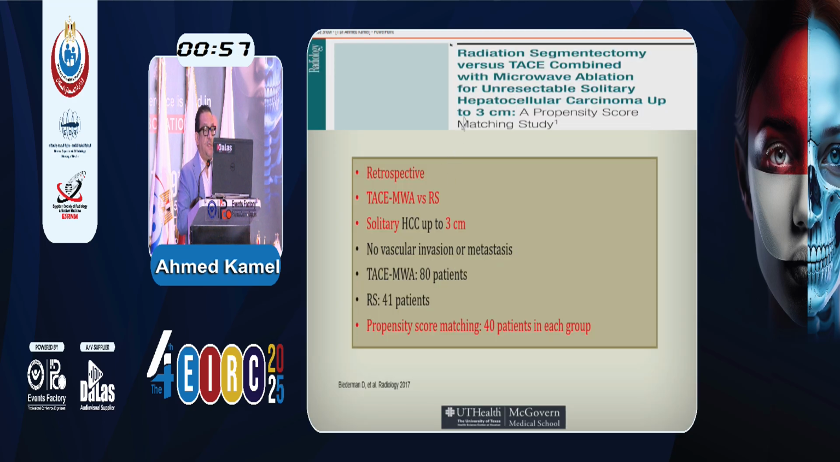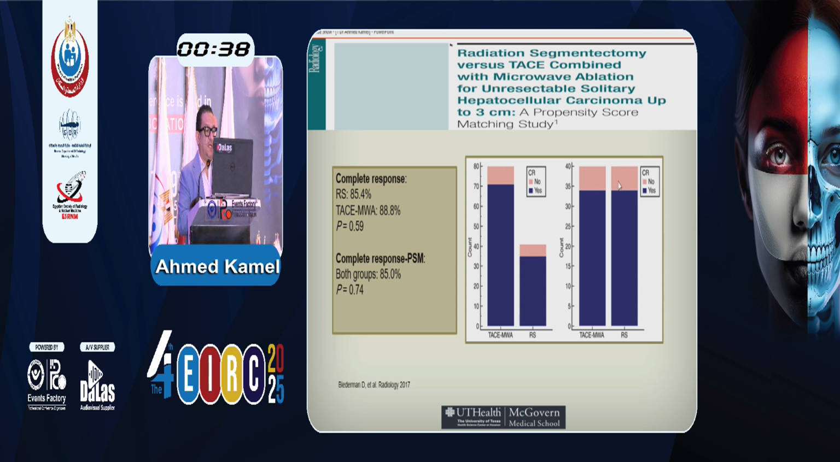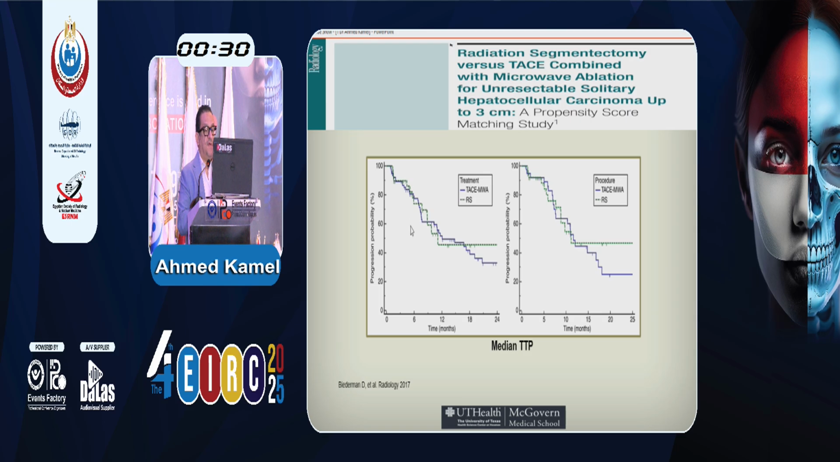The outcomes: this is a retrospective study comparing TACE followed by microwave versus radiation segmentectomy for solitary HCC up to 3 centimeters. They did 40 patients in each group using propensity score matching, and they found really no difference in terms of complete response between the two groups, whether you do it with or without propensity score matching. And they also didn't find any difference in terms of progression-free survival between the two groups, TACE microwave versus radiation segmentectomy. And you can see the p-value here is insignificant.